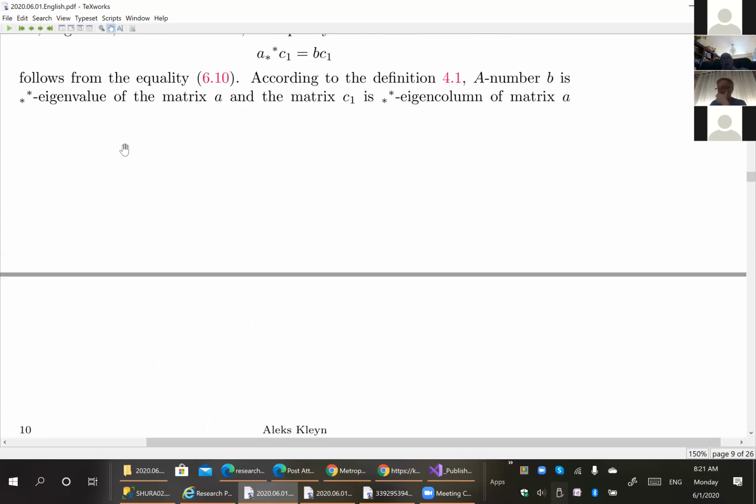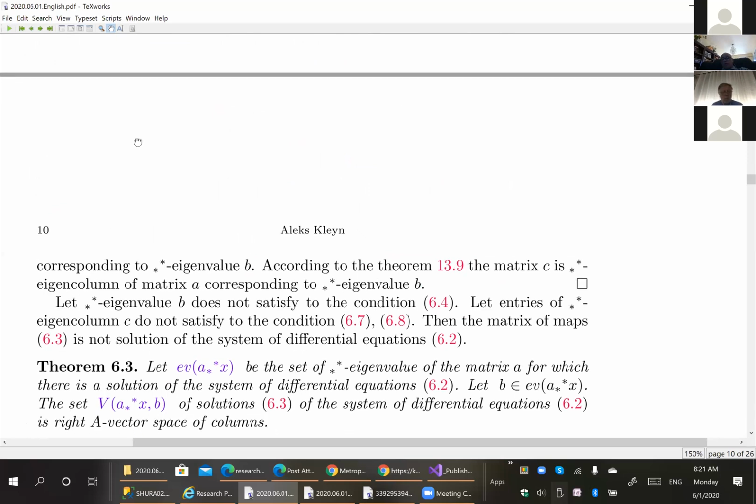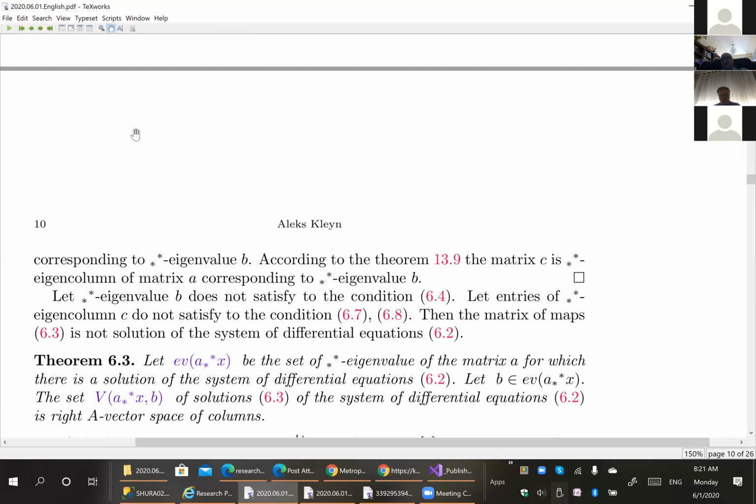If B doesn't hold any of these requirements, then the appropriate eigenvalue B is not good to be chosen for our solution.